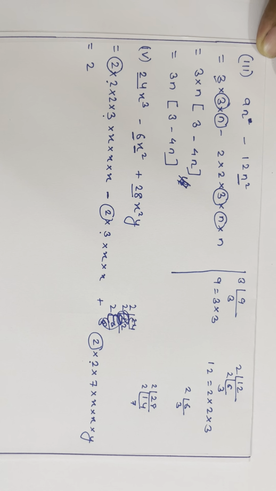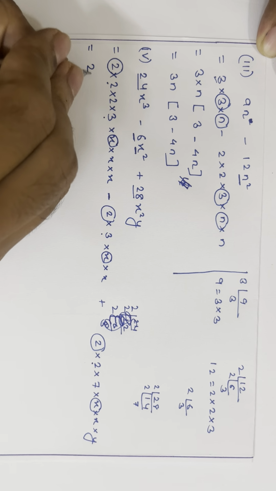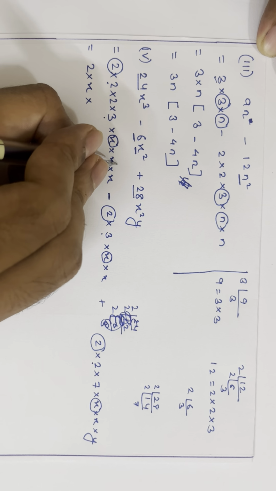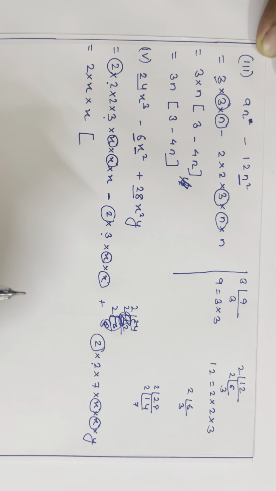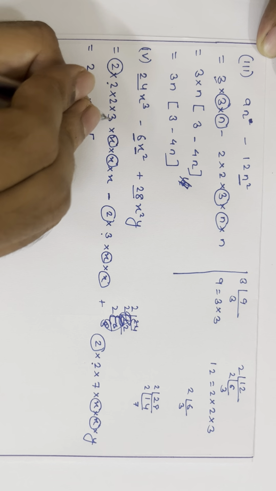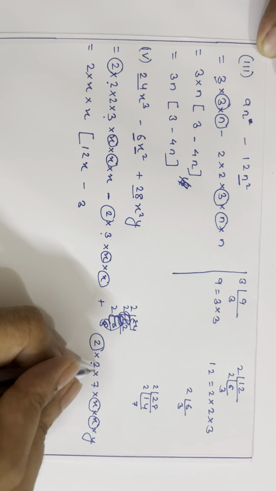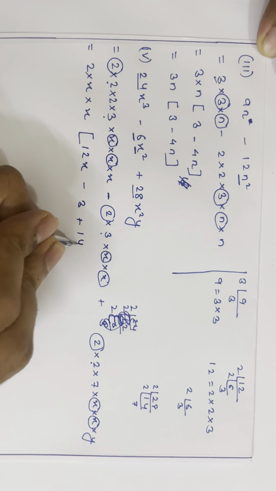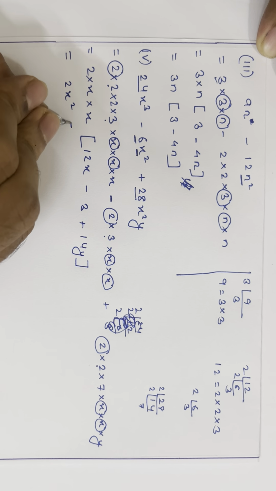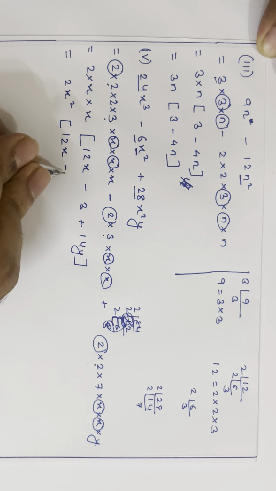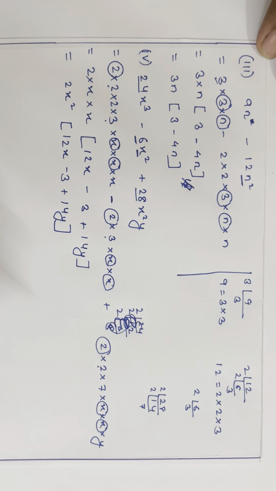Now let's focus on the letters. We have 1x here, 1x here, and 1x here. So you can take x common. Now what else will come common? X is here also, here also, here also. So another x will come common. Now 2 to the 4, 4 to the 12, 12 into x, 12x, minus 3 plus 2 7 is 14, 14 into y is 14y. So it is 2 into x is 2x square, 12x minus 3 plus 14y. This is the answer to your fourth question.